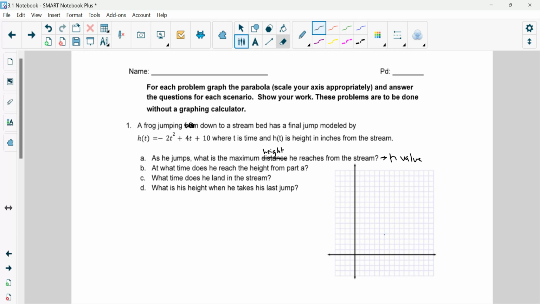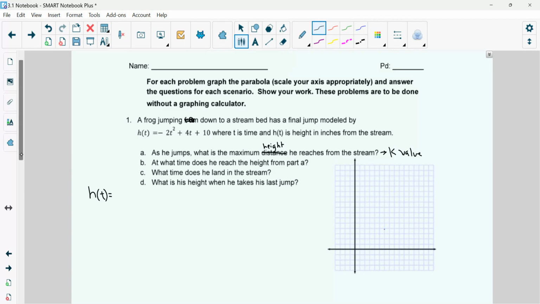Actually, we want the maximum, so we don't want the h value. We want the k value. Okay, we want to know how high you got. So we're looking for the k value in that case. Either way, we're going to need the vertex. There's a couple ways we can find our vertex. One way is completing the square, so that's what I'm going to do to try and find the vertex.